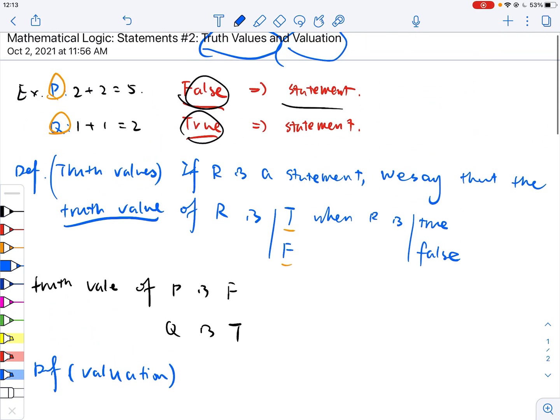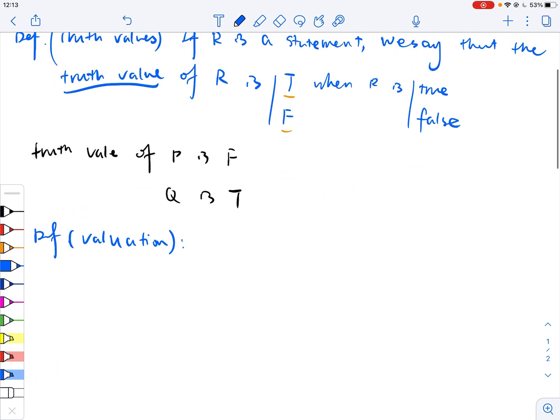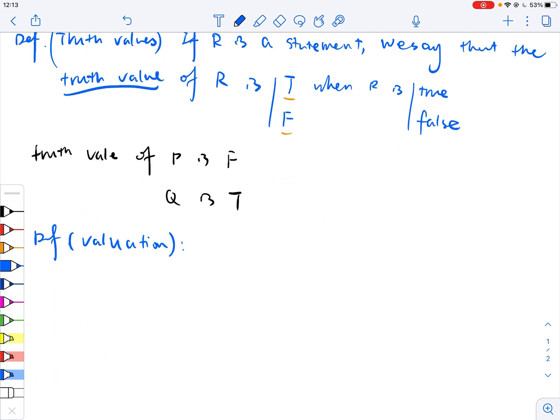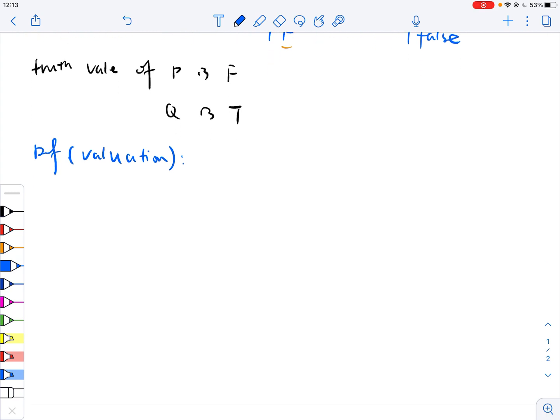Valuation. Let me make sure I spelled it correctly. Oh, I did. Okay, great. Valuation. So we use this notation. It's like the letter V, and we use parentheses, and then we write letter R. So this means the valuation of R.